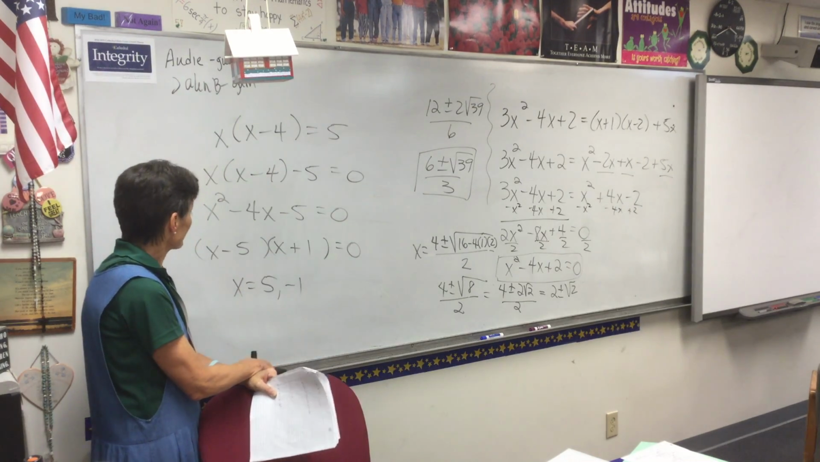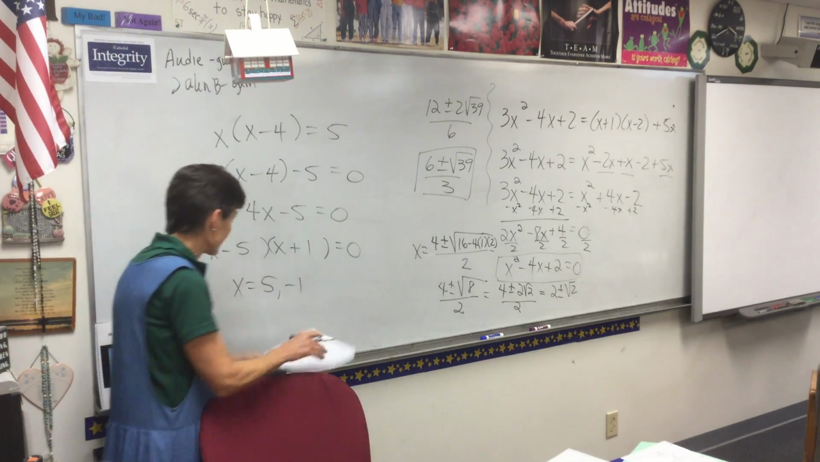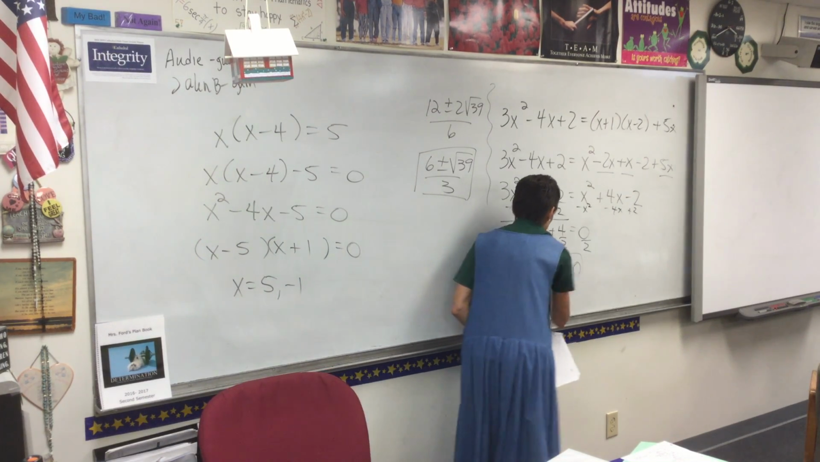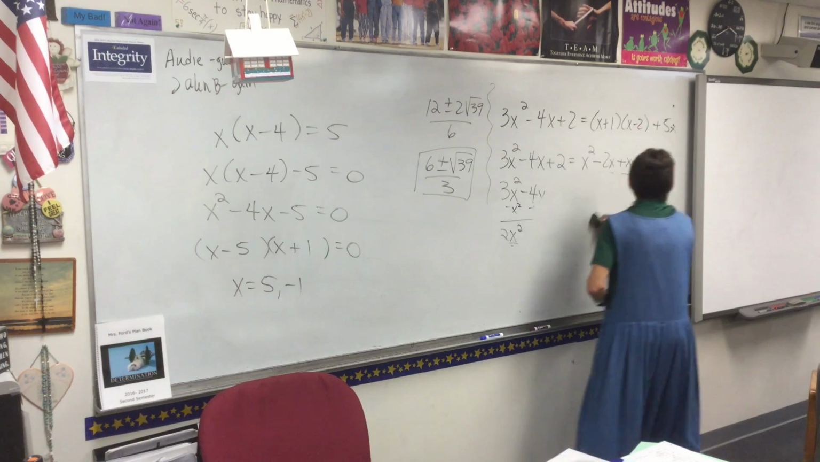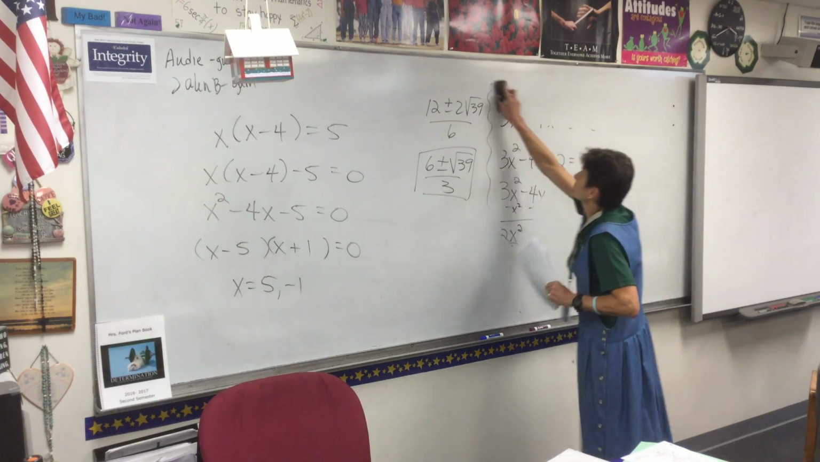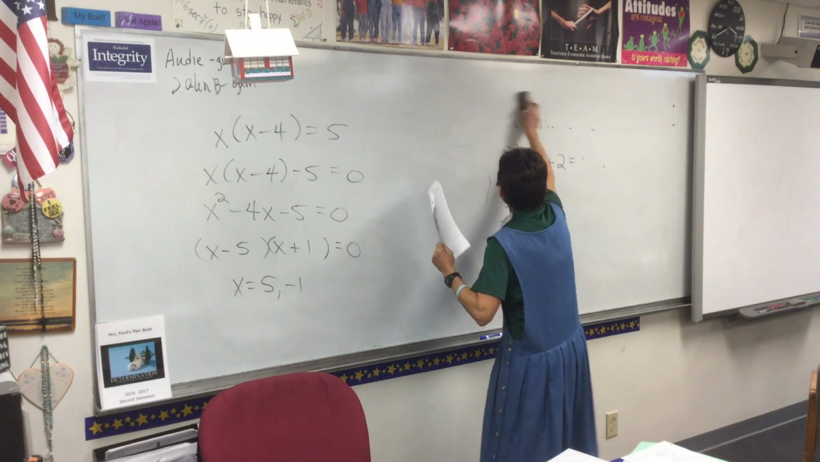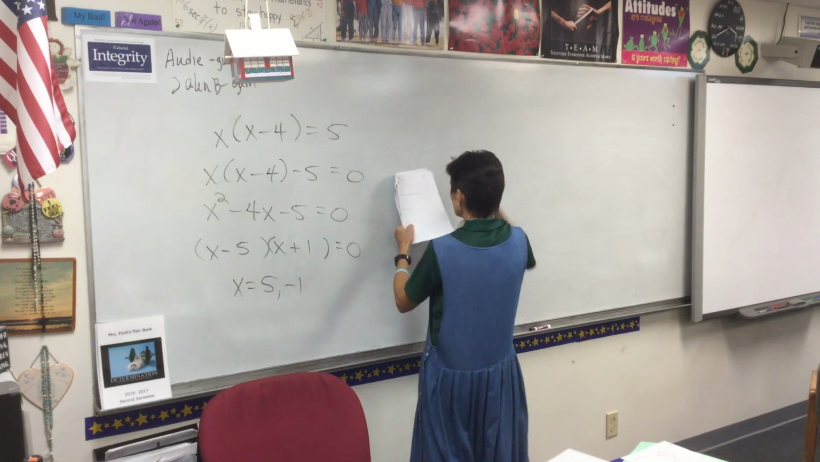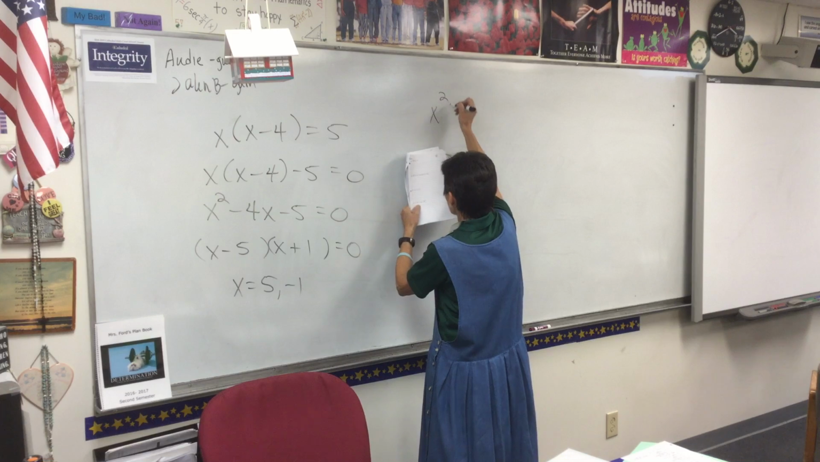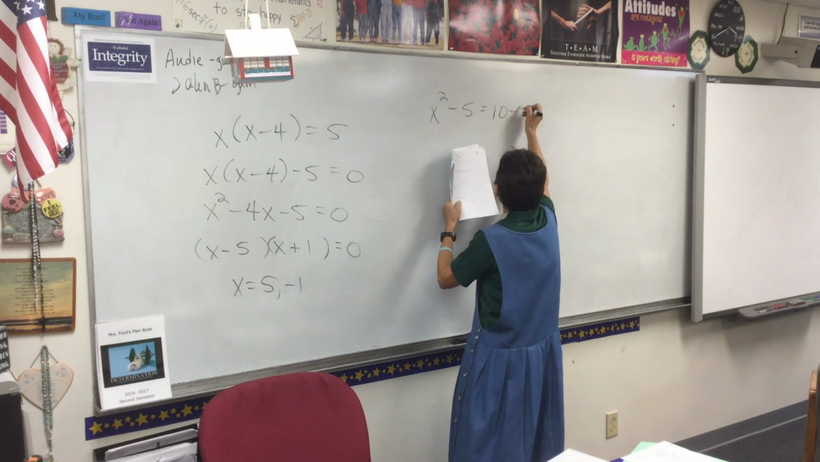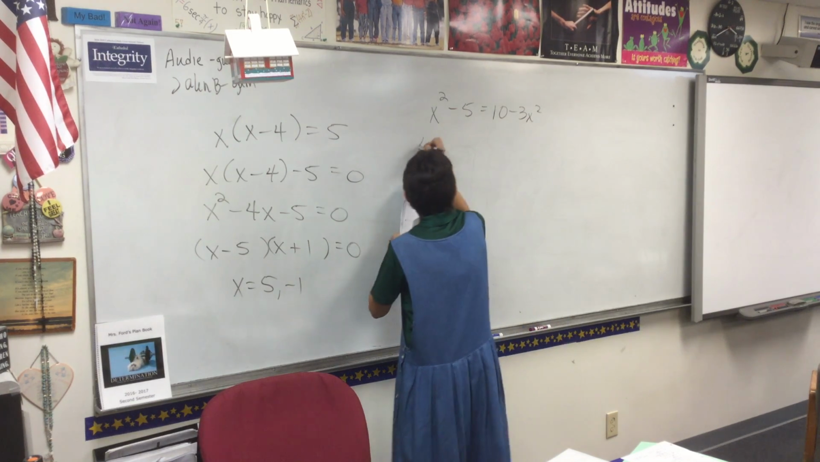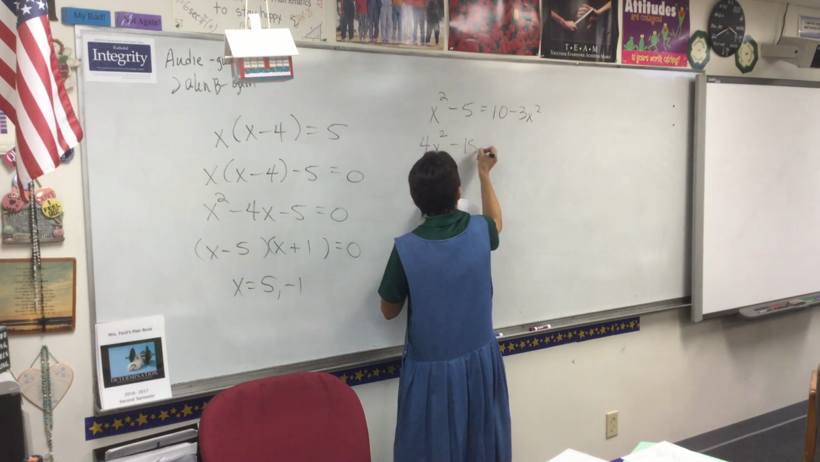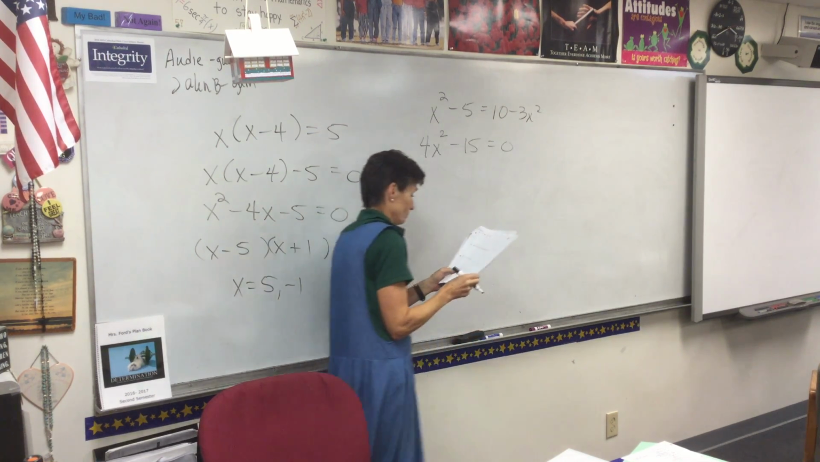Alright, so that one was a lot easier than that. Alright, what about D? What's happening with problem D? What do you think? Set it equal to 0. So that means we'll move some things around. So if I add the 3x squared, I'll have 4x squared. And if I subtract the 10, I'll have minus 15.